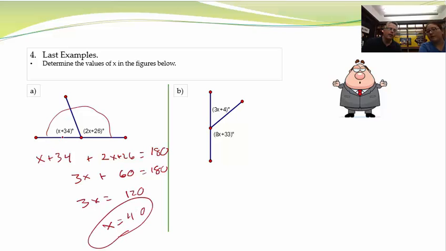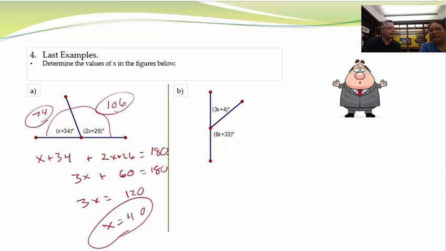Now if I go back and put it in, it didn't say so, but just to check, this angle would be 40 plus 34, which is 74. And this angle would be 2 times 40 is 80, plus 26 is 106. And sure enough, if you add those two numbers together, you get 180. So you should be able to explain why an answer works. 40 is the correct answer because when I substitute it, these two angles add to 180.